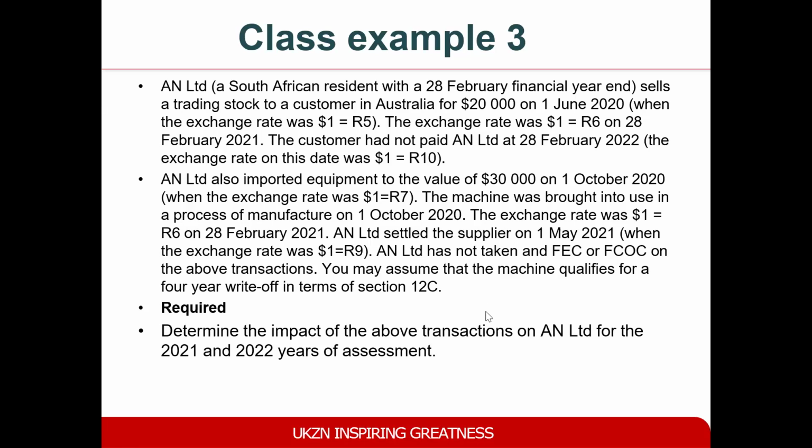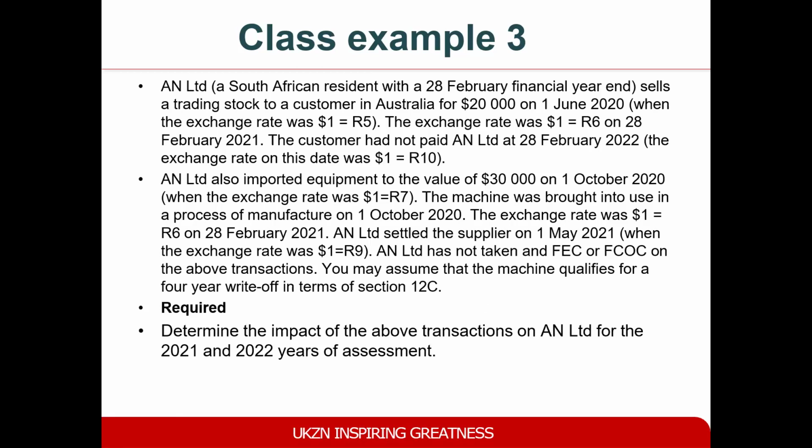All right, guys. So we managed to identify these three. So we know the framework. We first identify the person, we identify the exchange item, then we identify our 3 dates. Very important. Then we move on. Now they're saying here, determine the impact of the above transaction in ALTD for the 2021 and 2022 years of assessment.